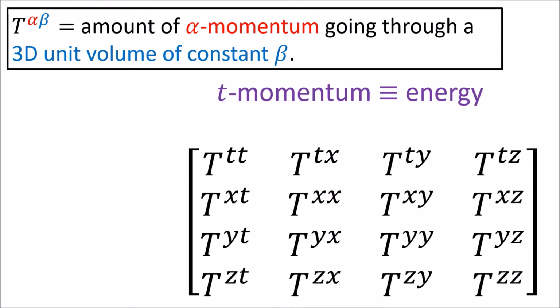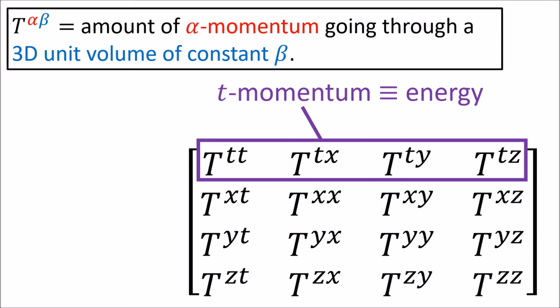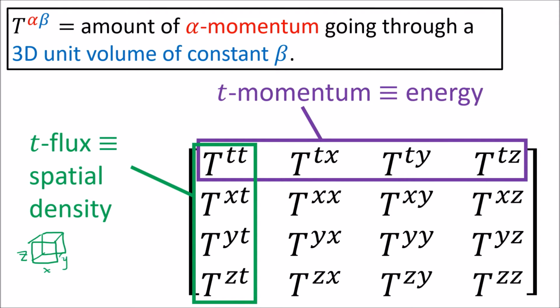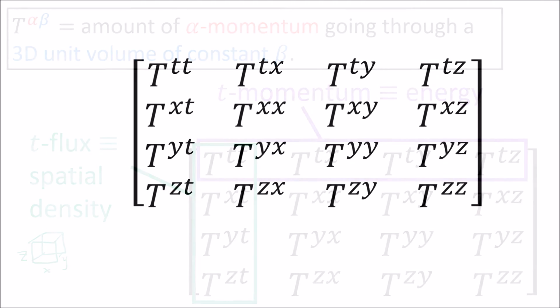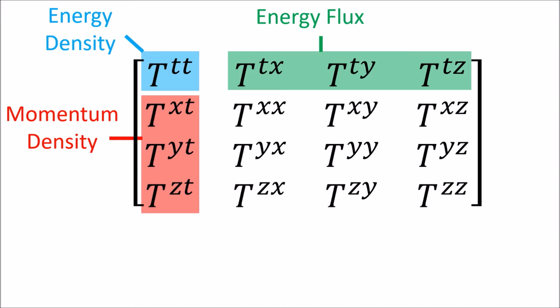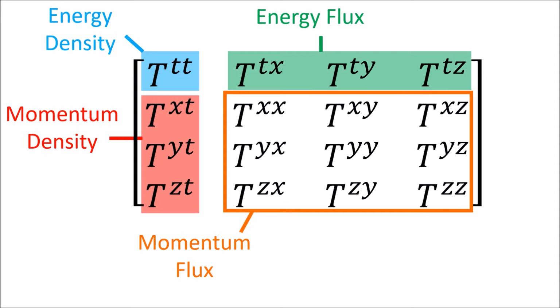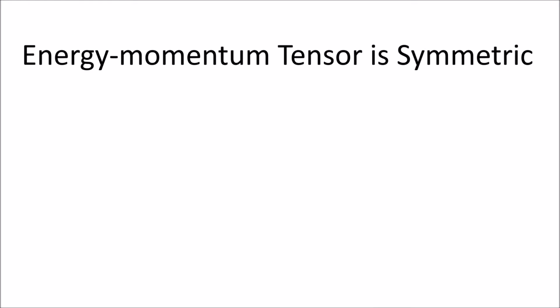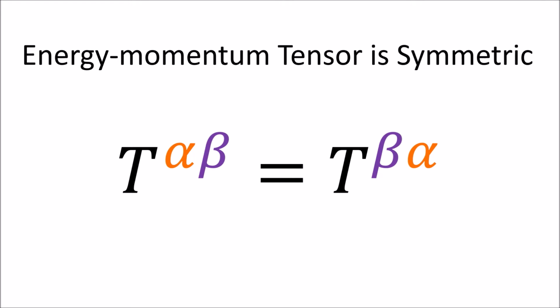Recall, the time component of four-momentum is just energy, and the flux across a box of constant time is just density, since that's just counting the number of something in a spatial box at a constant time. We can identify the components of the EM tensor as energy density, energy flux, momentum density, and momentum flux. The momentum flux can be broken up into pressure, where the momentum is perpendicular to a surface, and shear stress, where the momentum is parallel to the surface. Also, the EM tensor is symmetric, so we can swap the indices without changing the value.